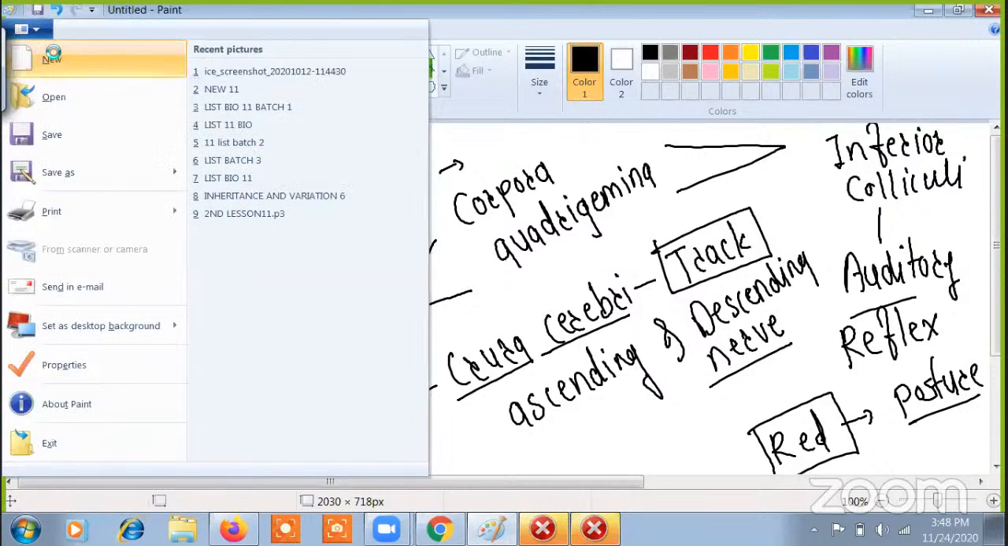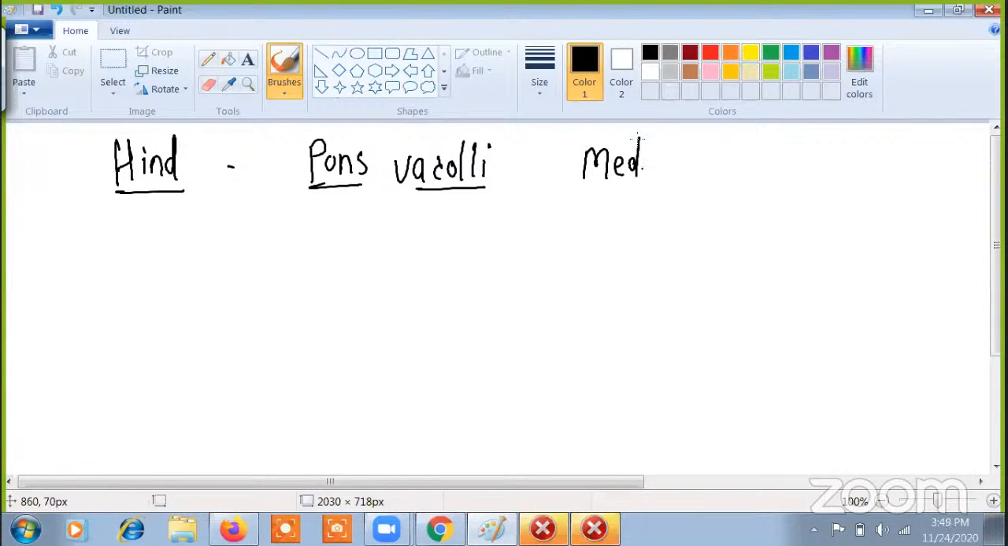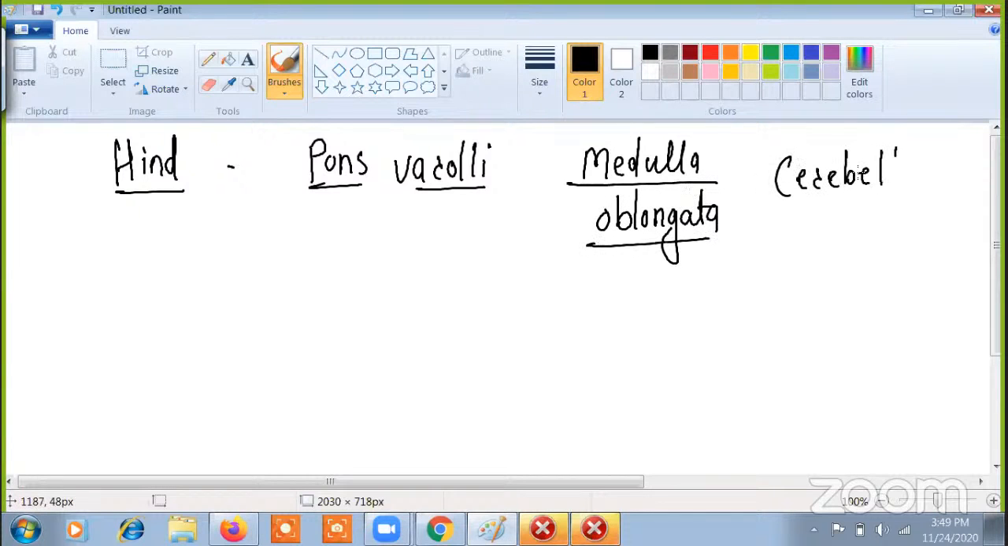Let us now discuss the hindbrain. Hindbrain is easy to understand, it is a little simple, because the structure is clearly visible to you. The hindbrain has three main regions. One is the pons, which is generally called pons varoli, then medulla oblongata, and the last one is the cerebellum, right? So these three regions you can find.